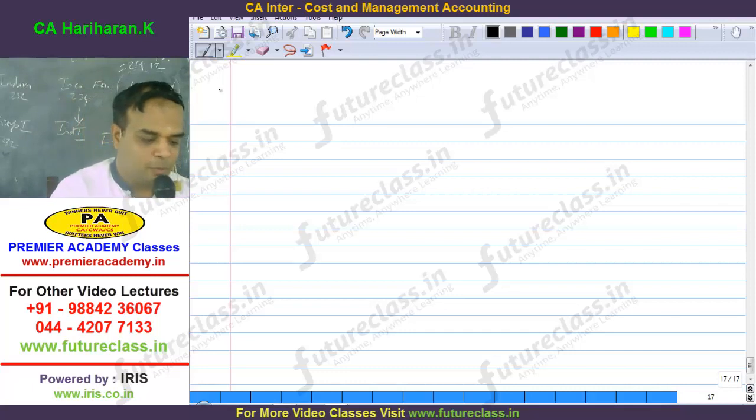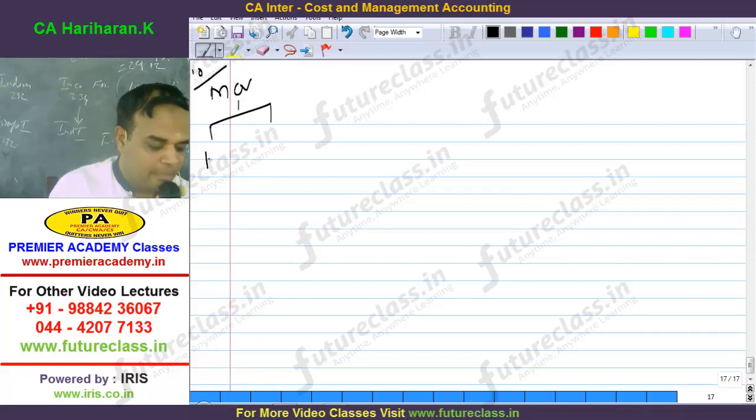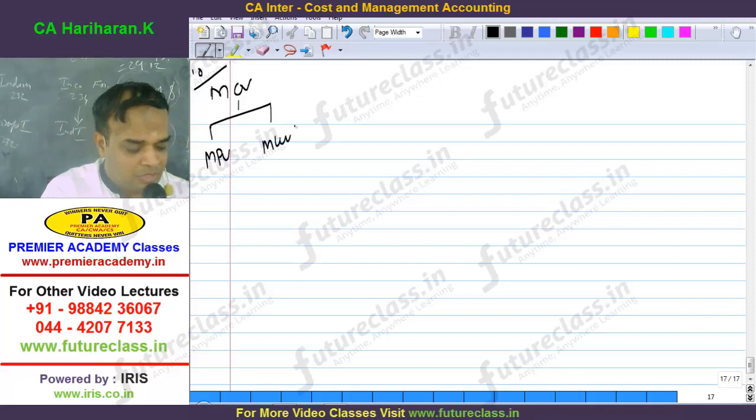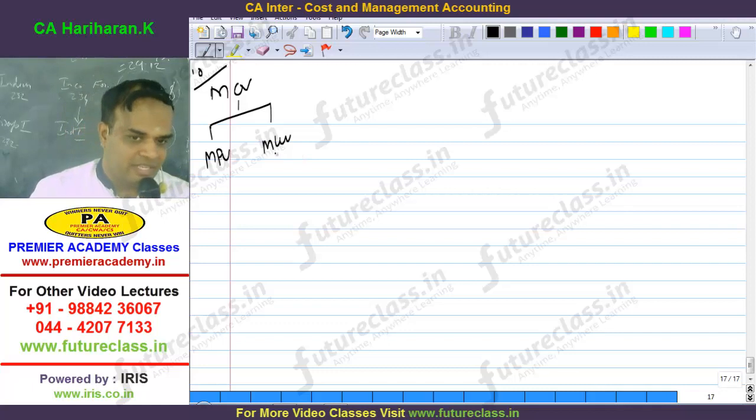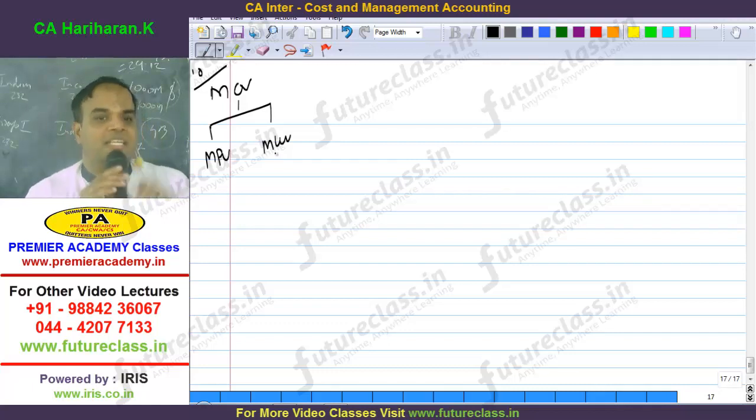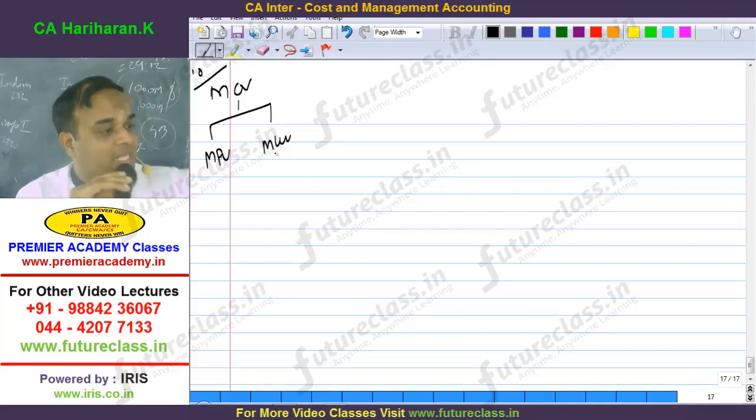Now, first, with respect to material. Material cost variance. Problem number 10. Material cost variance can be classified into what and what? Material price variance and material usage variance. Usage again classified into what and what? Mix and yield variance. Now, mix and yield variance are applicable only in case of more than one material, more than one cadre of material. You know, mix variance was there in material, mix variance was there in labor, mix variance was there in sales also.